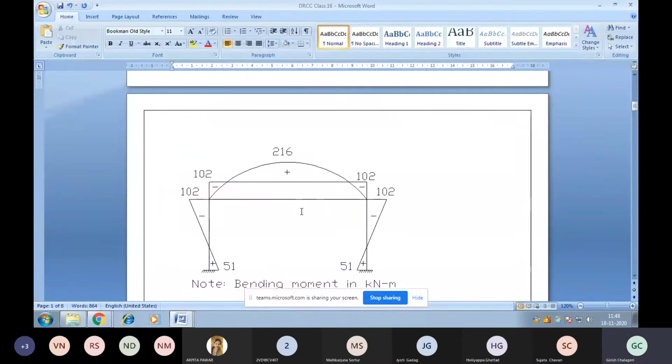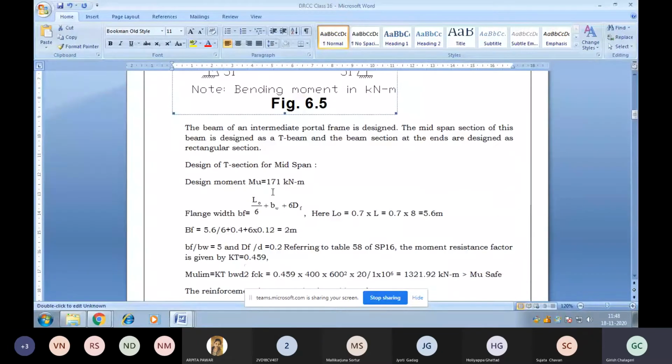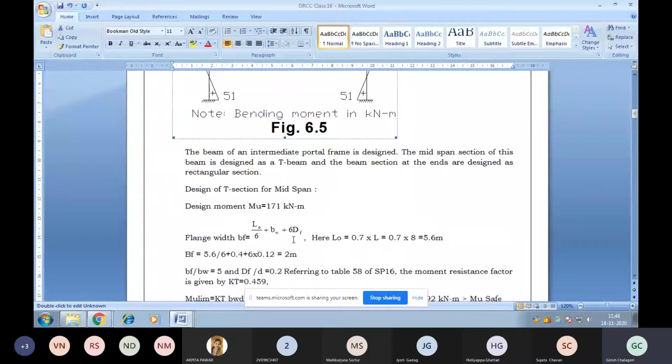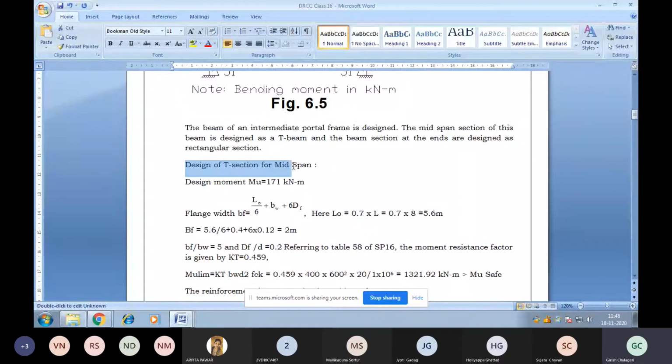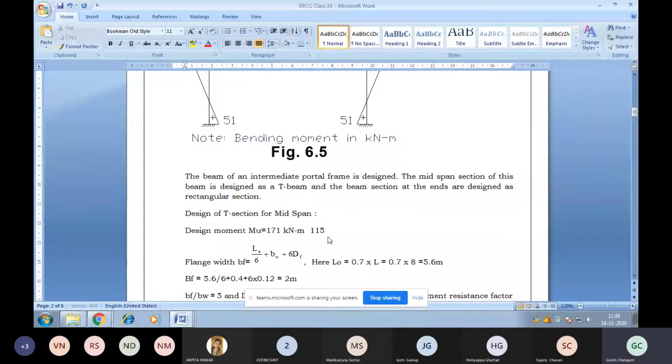For midspan design, we get the moment as 216 minus 102, that will be 114. And at the end span, it is 102 kilonewton meter. As I told, the midspan will be designed as a T-beam. Let us design it here. The design of T-beam section at midspan of the beam. The design moment we got is 171. How did we get 171? It is 114 multiplied by the 1.5 factor, which gives 171. It is not 115, it is 114.